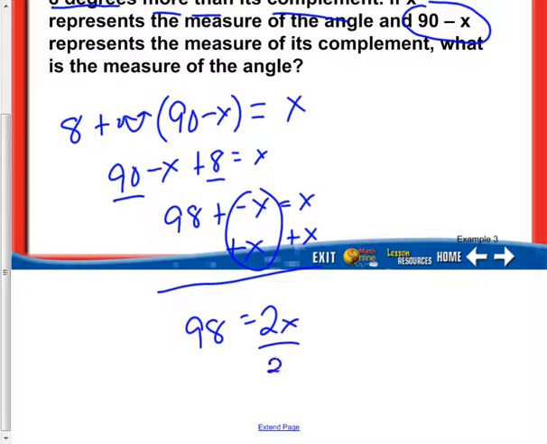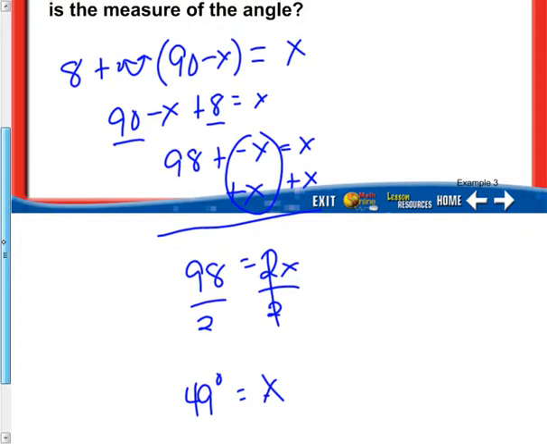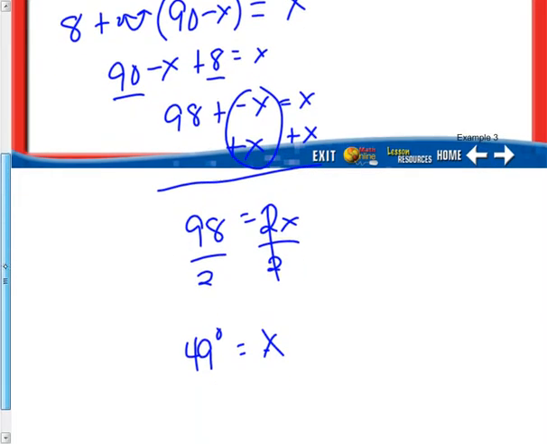Now I need to divide both sides by 2. So I get the coefficient of 1, so x equals, okay, and I know that half of 90 is 45, so I'm going to have 45, and then half of 8 is 4, so I'm going to have 49 degrees. Okay, so that's our missing measure there.